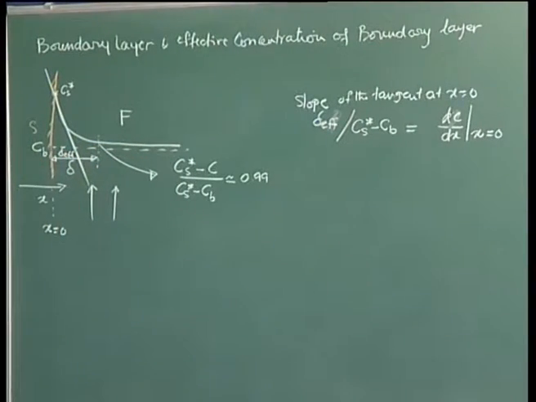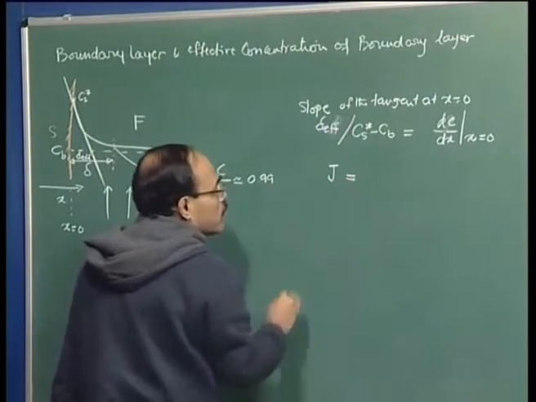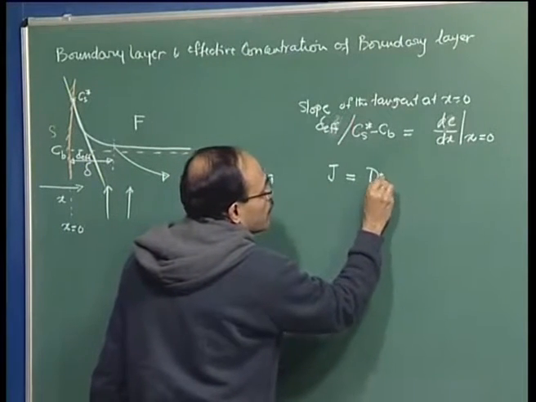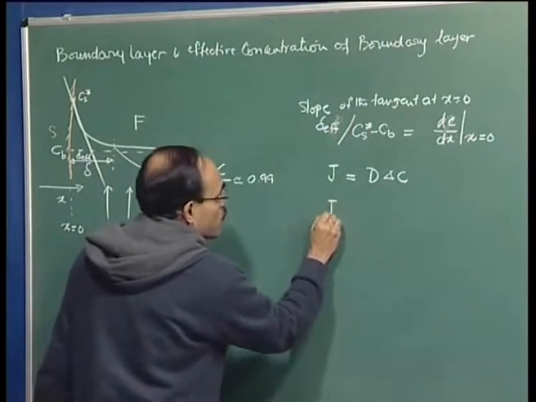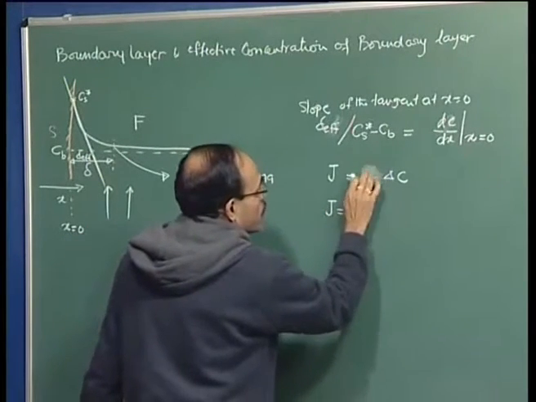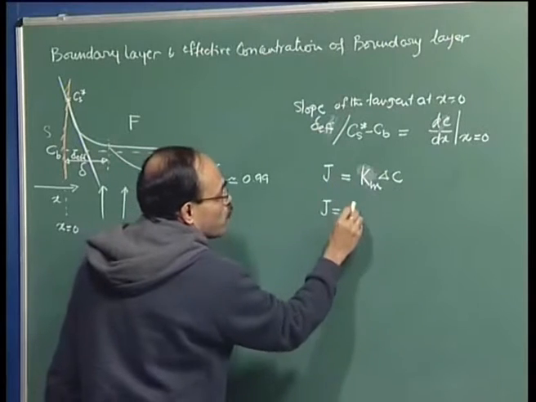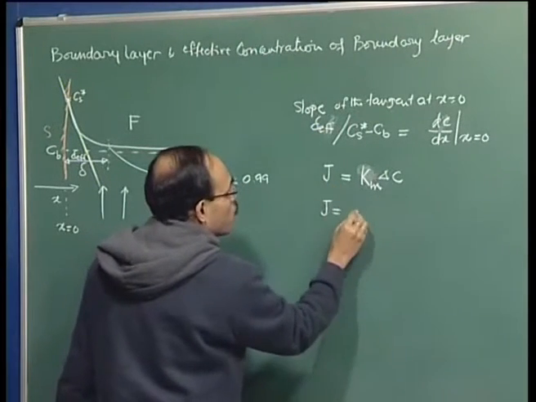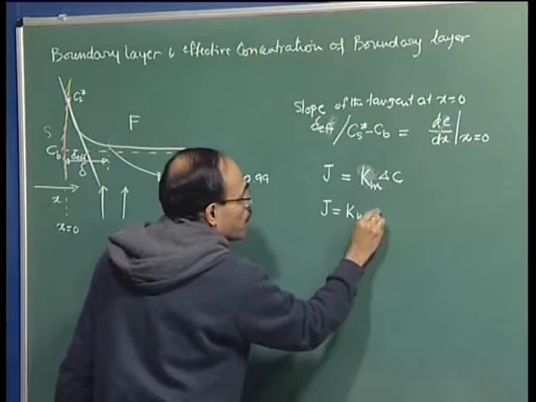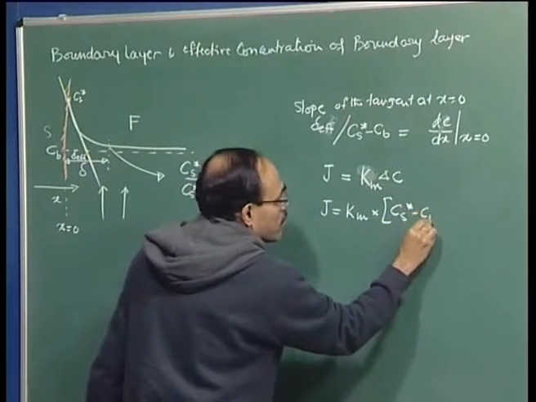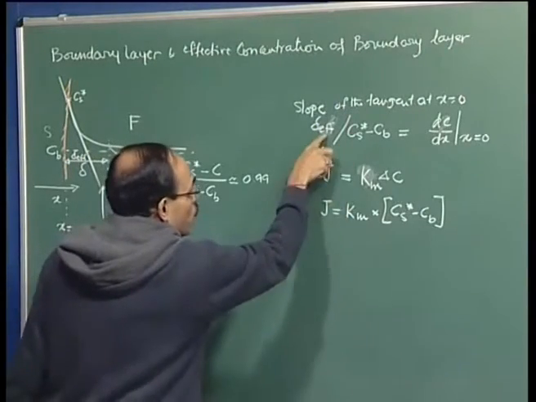So, now if you have seen the definition, the flux I have written is J is equal to D into delta C. Okay. So, therefore, the flux is also equal to, I am sorry, not D, this is the mass transport coefficient. So, this is J, the flux is equal to mass transport coefficient into delta C, and if you look at it, the delta C remains the same and J comes out to be equal to K m into C s star minus C b.